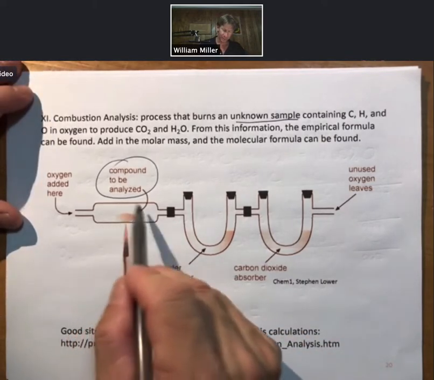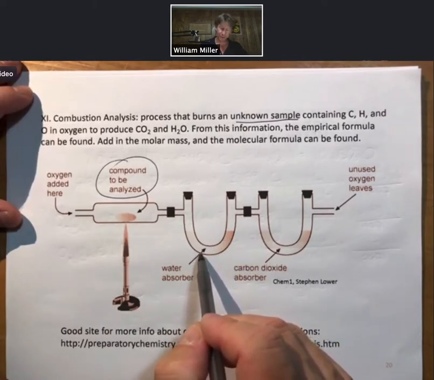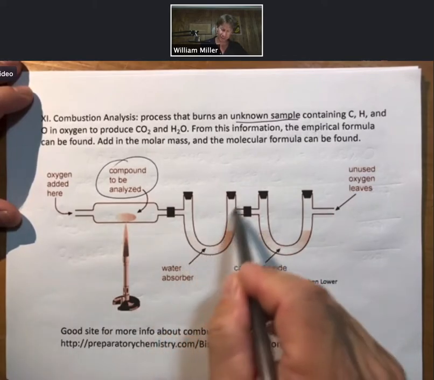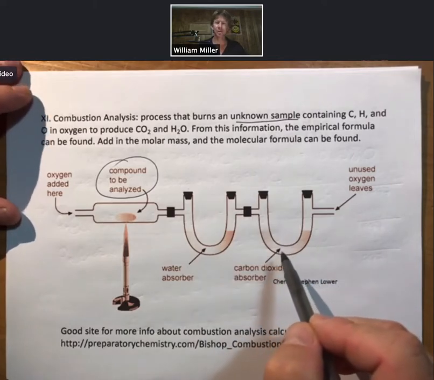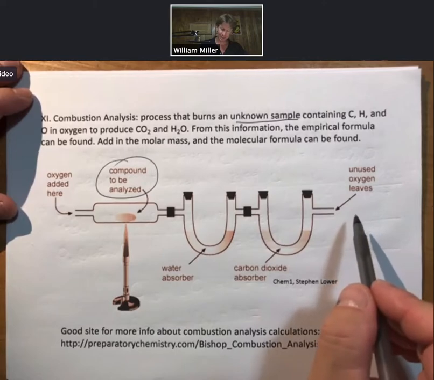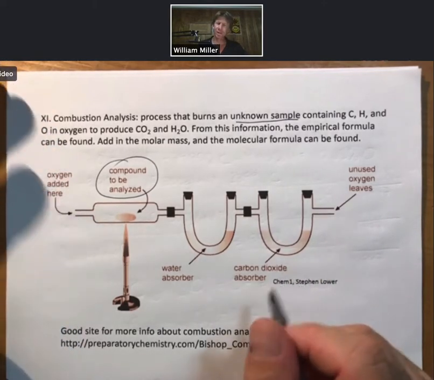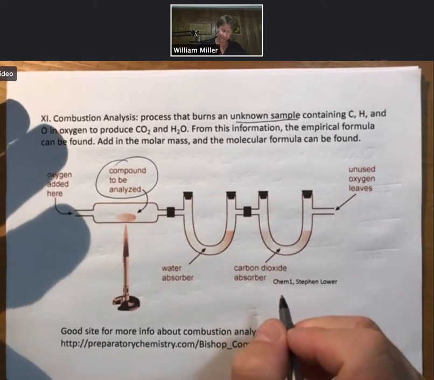So the compound is burned. You have a substance that captures the water, the H2O. You have a second substance that captures the carbon dioxide. And then oxygen comes out the other side. A sort of summary of this process looks like this.